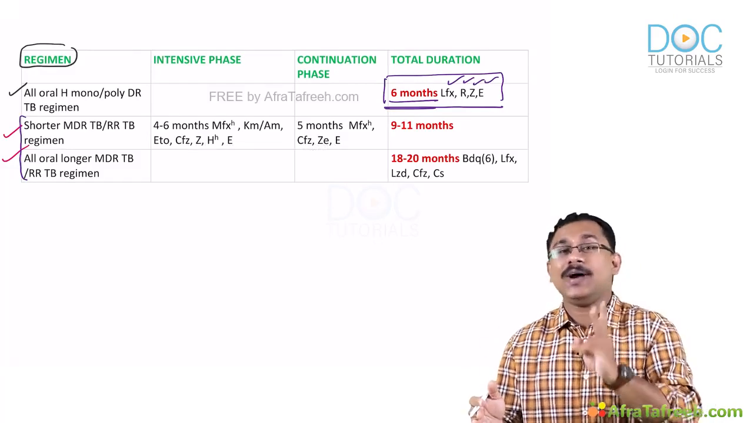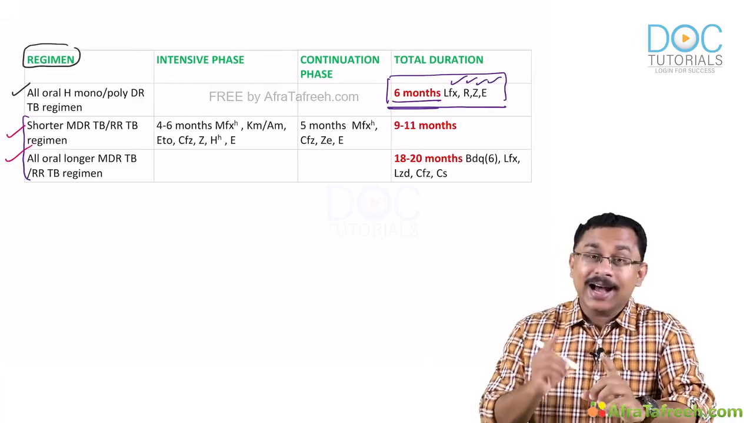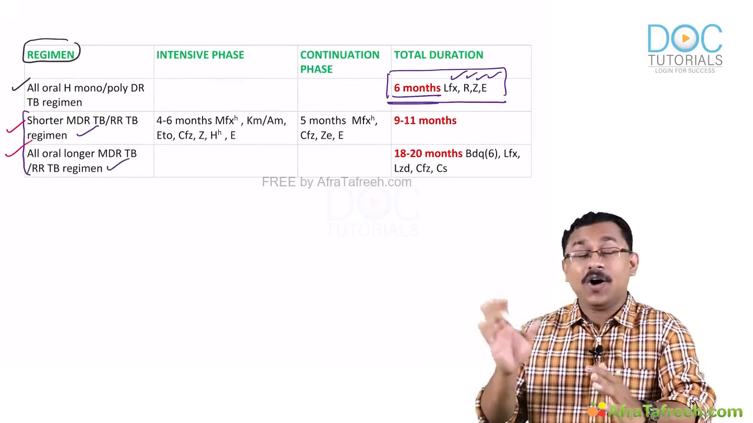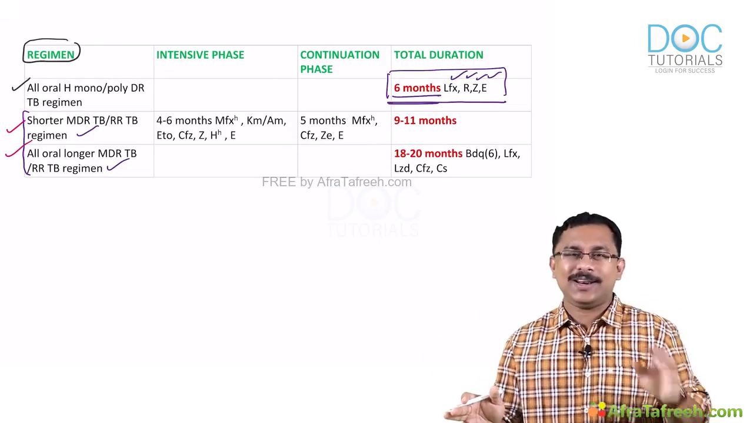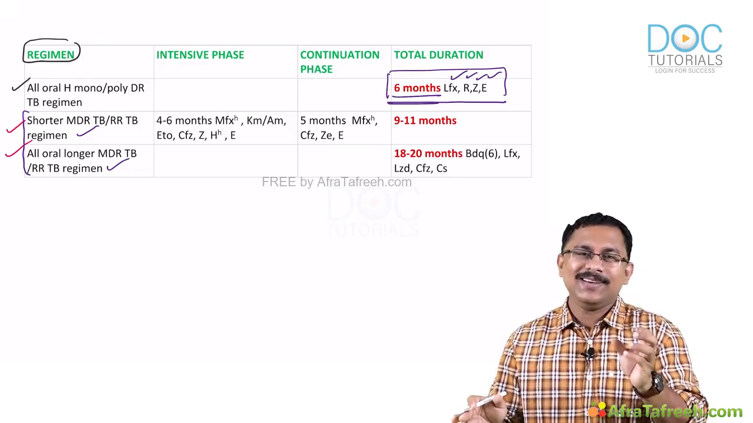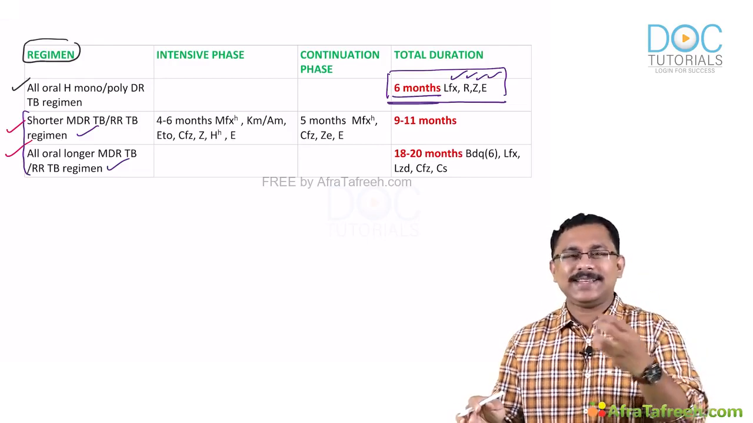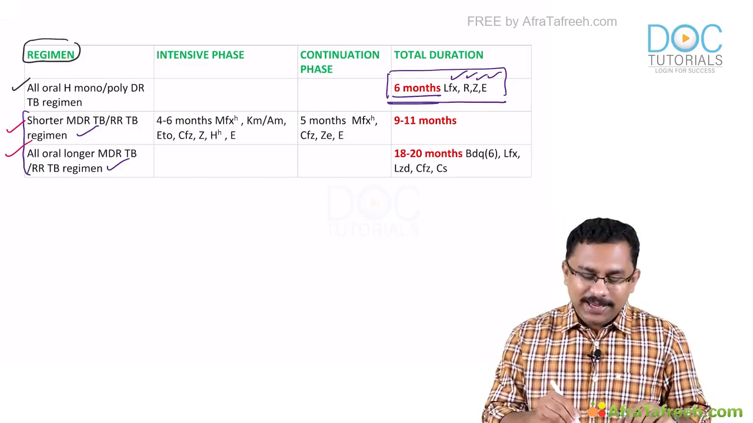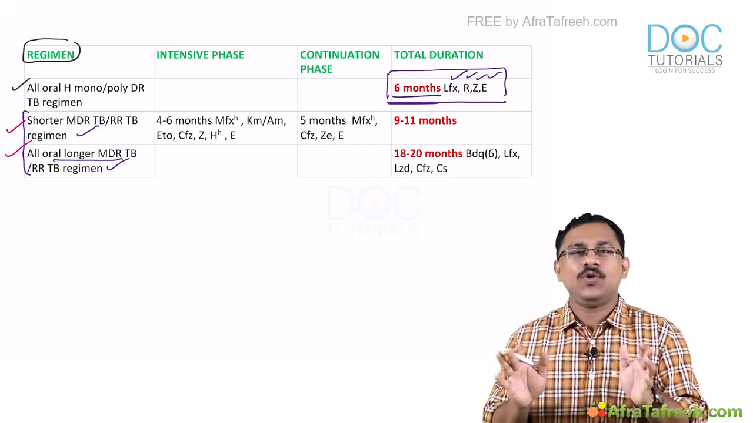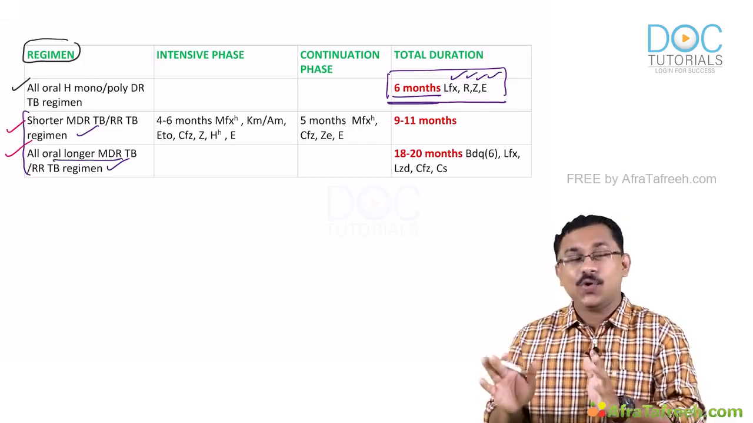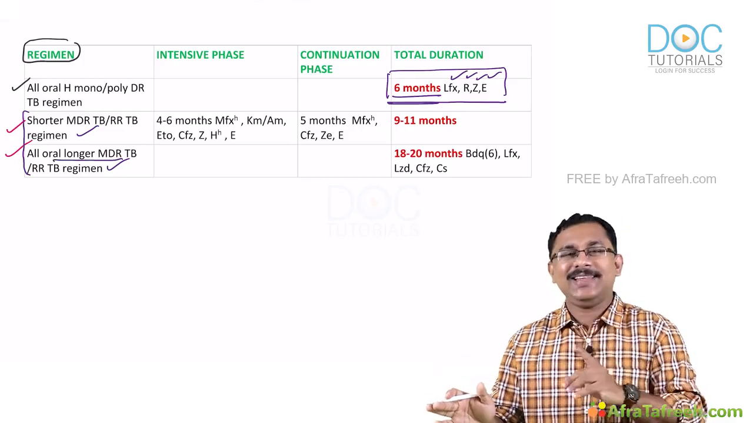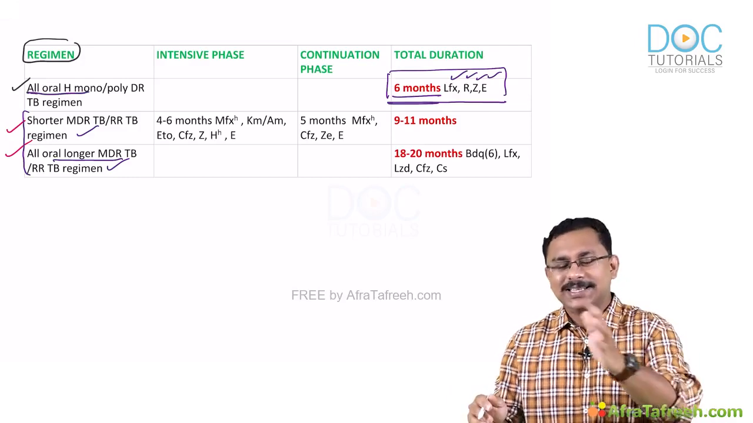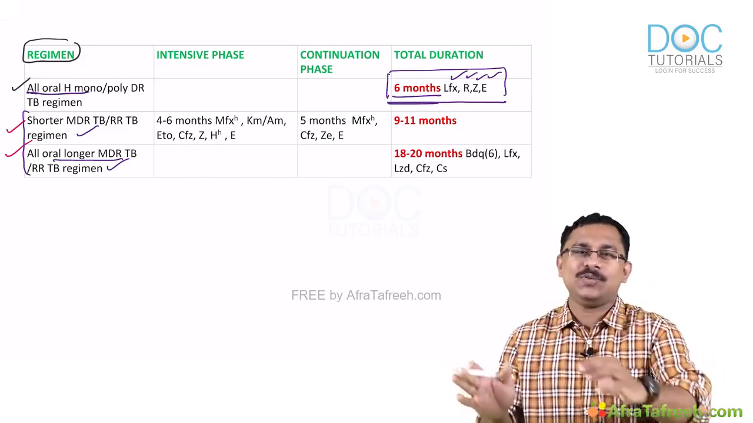For this category, you have two types of treatment modalities. Either you can go for a shorter regimen or a longer regimen. The shorter regimen again is divided into an intensive phase and continuation phase and has injectables also, whereas the longer regimen is just about oral agents and there is no intensive and continuation phase, just like the first one, that is your INH monoresistance treatment. You give the same drugs throughout the course.